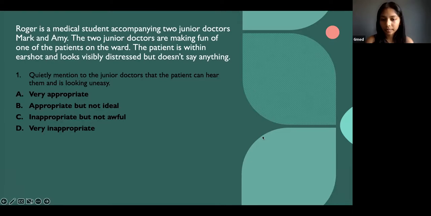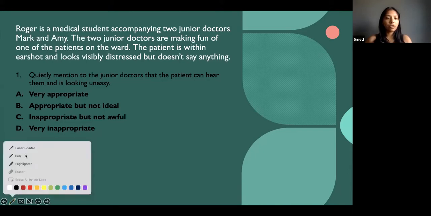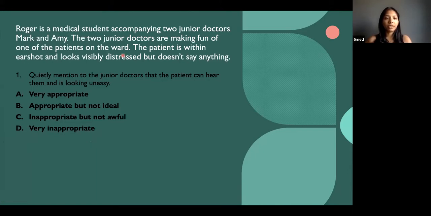So most people are saying A, and then one of the students has asked A or B because it doesn't really solve the problem. Okay, and then someone in the Q&A has said A. Okay, fine. So let's have a look at the question. So it says, Roger is a medical student accompanying two junior doctors, Mark and Amy. The two junior doctors are making fun of one of the patients in the ward. The patient is within earshot and looks visibly distressed, but doesn't say anything.